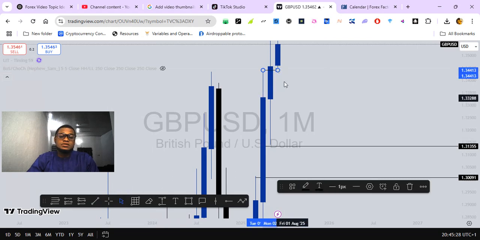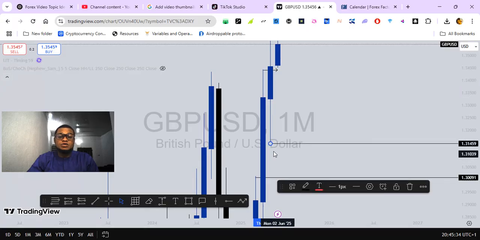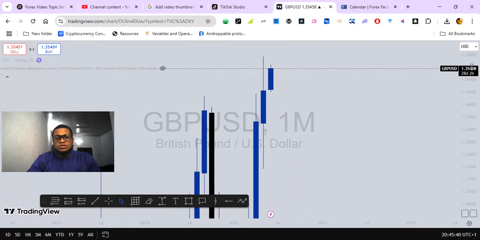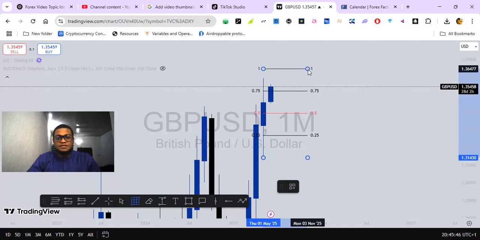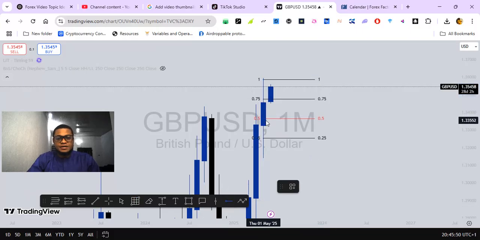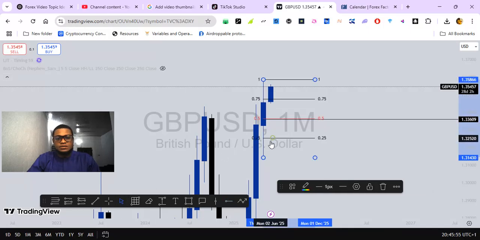If Adebi we closed with a wick here, that will be my concern. But for now, I'm still bullish until I see bearish moves. So I still go to my gang tool. I want to see 50% of this range, which I have here. So I can still take out this.